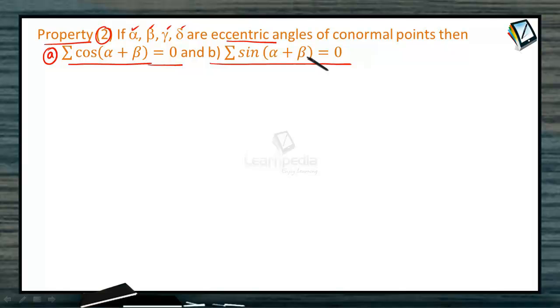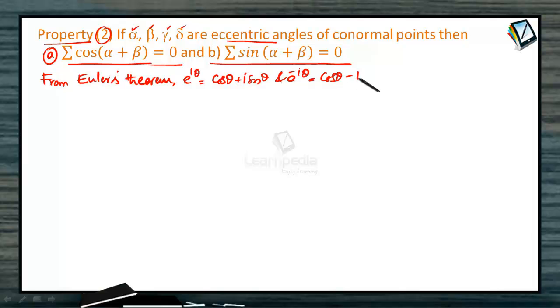Let's have the proof of this one in this way. From Euler's theorem in trigonometry, we have e^(iθ) = cos θ + i sin θ, and e^(-iθ) = cos θ - i sin θ. From this we can write, if we take z as e^(iθ), then obviously z bar will become e^(-iθ). So from this we can find it out.